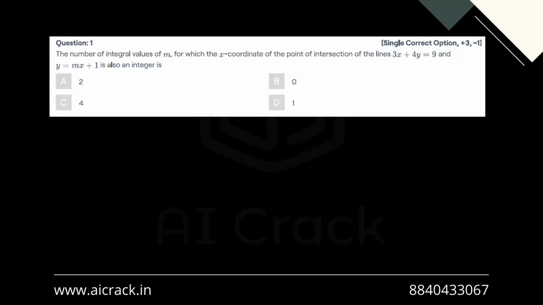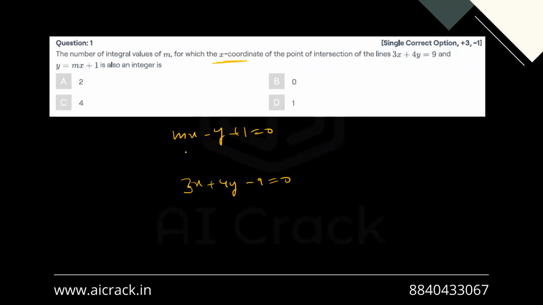So the number of integral values of m for which the x coordinate of the point of intersection of the lines 3x + 4y = 9 and y = mx + 1 is also an integer. Basically we have to solve these two lines. So we have mx - y + 1 = 0, and the other equation is 3x + 4y - 9 = 0.